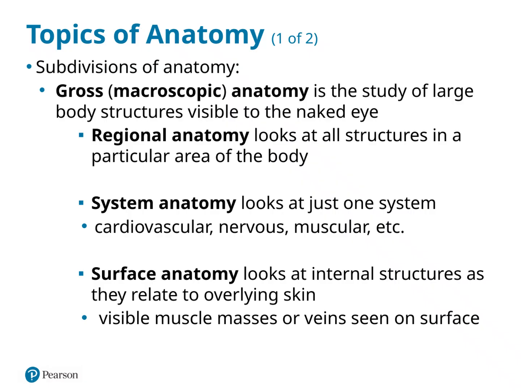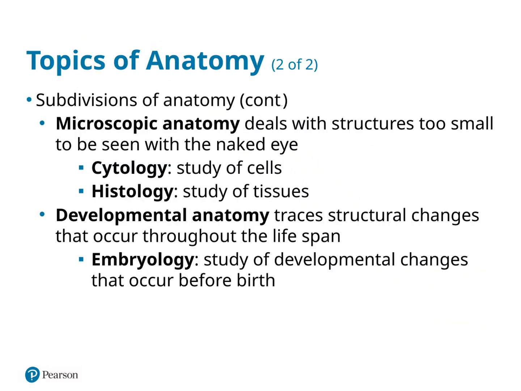Systemic anatomy looks at one organ system throughout the body, such as the nervous or cardiovascular system. Surface anatomy uses visible or palpable features on the outside of the body to help us locate deeper structures. Clinically, this is useful when locating pulses, blood vessels, muscles, or body landmarks.